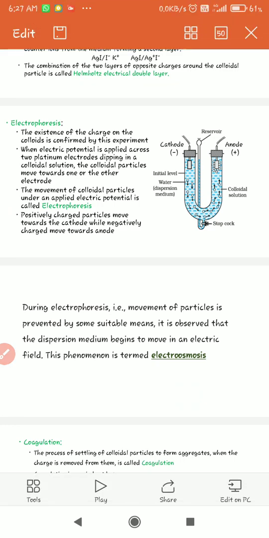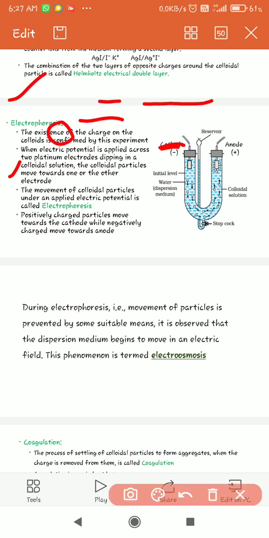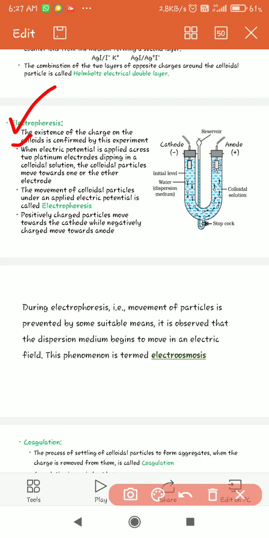And next one, electrophoresis, the last one we will see. The remaining points we will discuss tomorrow. What is meant by electrophoresis? The existence of charge on the colloids is confirmed by an experiment. An electrical potential is applied across two platinum electrodes dipping in a colloidal solution. The colloidal particles move towards one or the other electrode. The movement of colloidal particles under an applied electric potential is called electrophoresis.